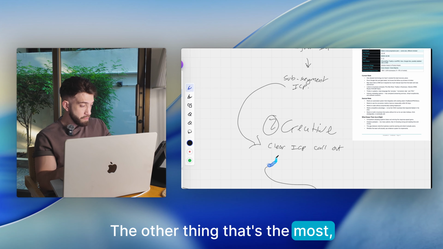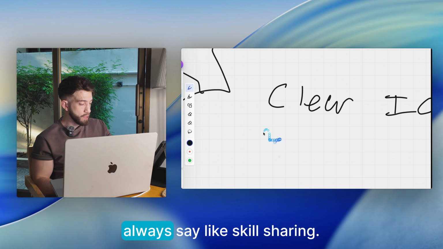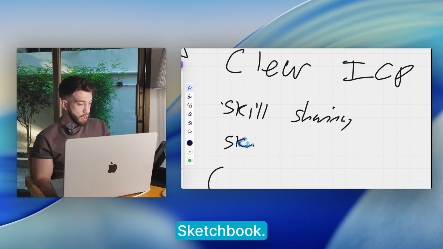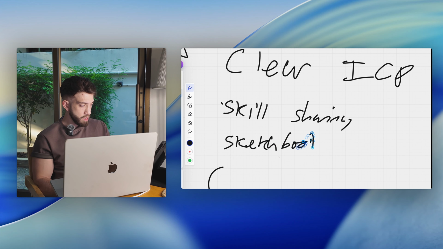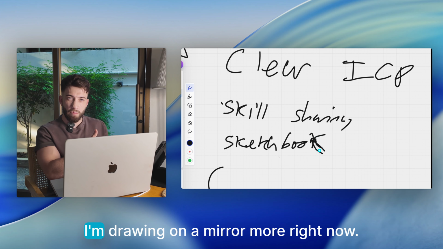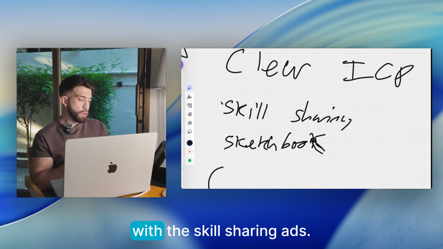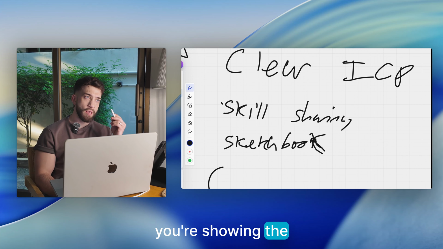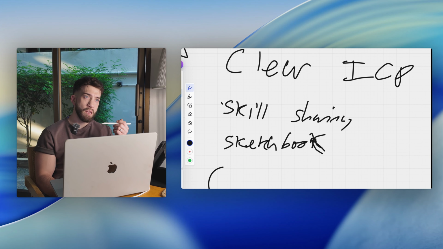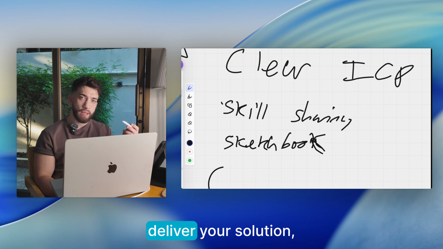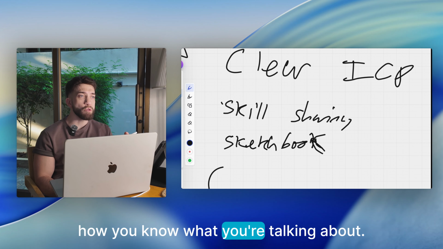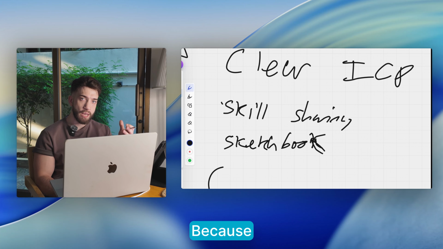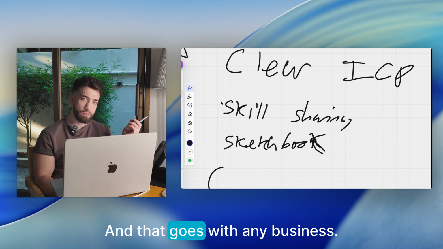The other thing that's the biggest performing ads right now is what we call skill sharing, sketchbook. That's similar to Miro. I'm drawing on a Miro board right now, but it's more like a diagram. With the skill sharing ads, this is literally what I'm doing now. You're showing the prospect and the lead how you deliver your solution, how you know what you're talking about, rather than just speaking, showing them, teaching them, because education is everything. And that goes with any business.